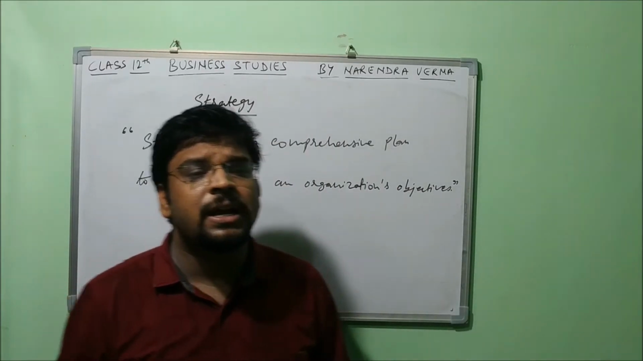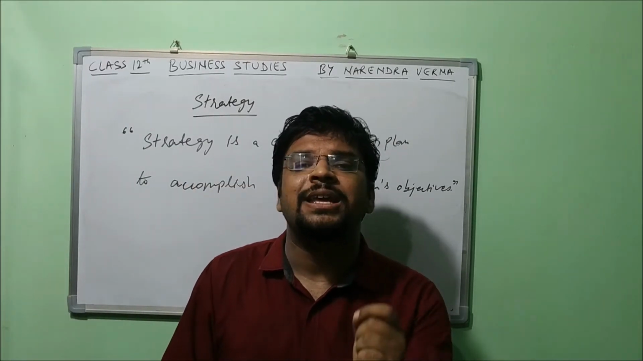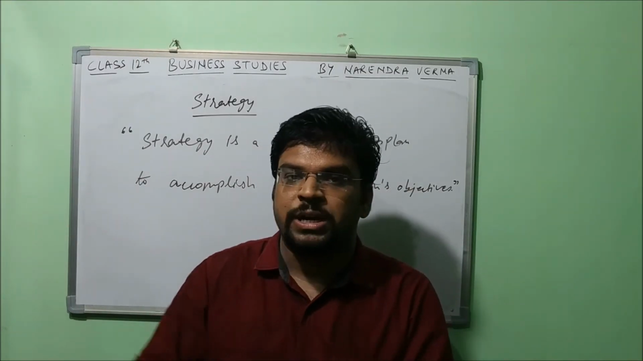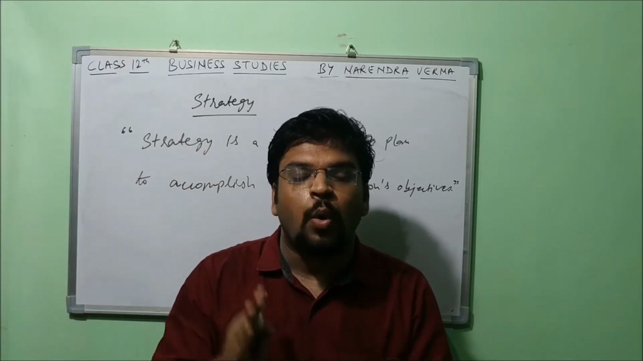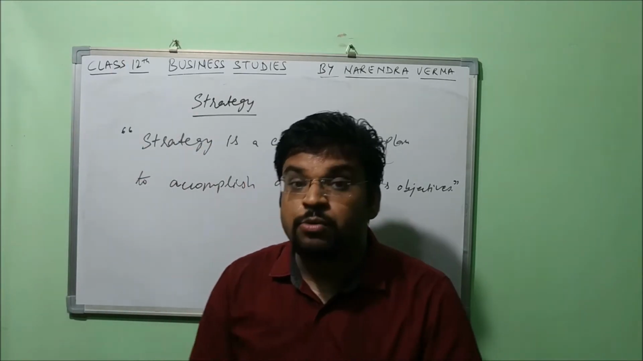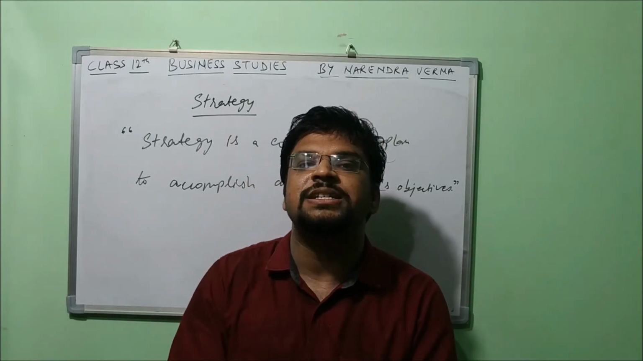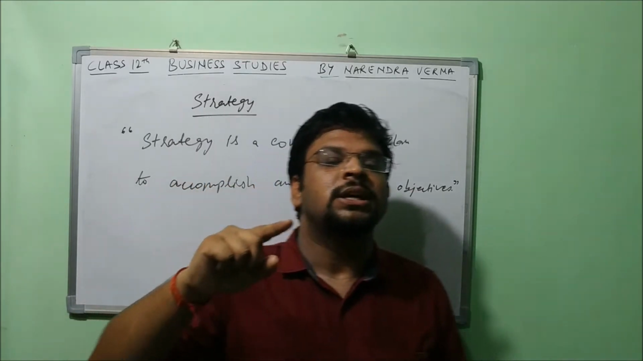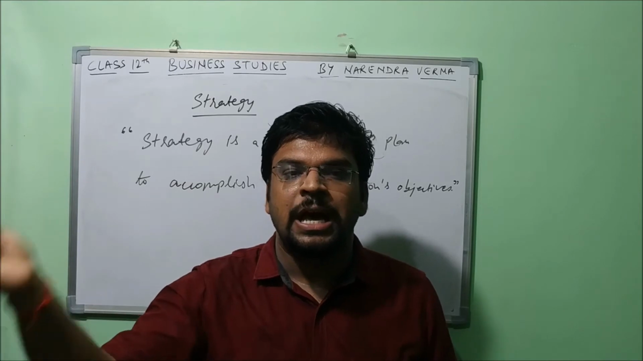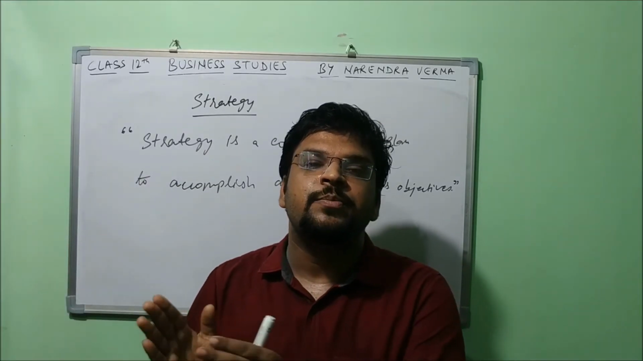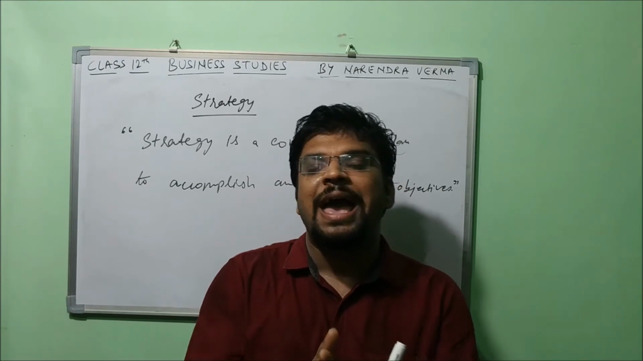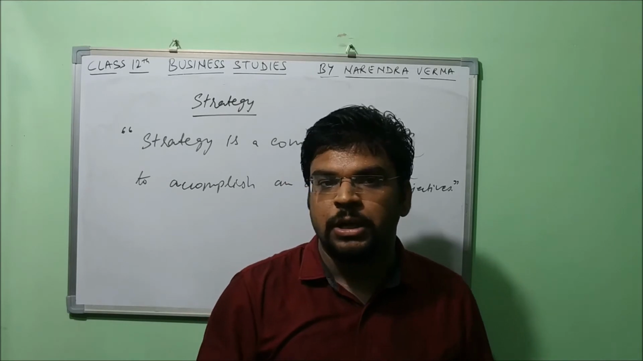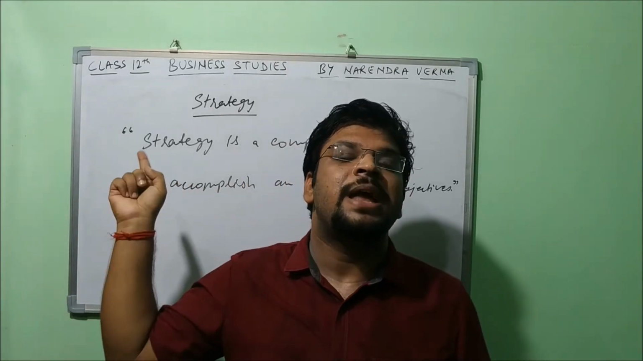Now we need to understand what this comprehensive plan includes. It includes three things. One, determining the long-term objectives. Another, deciding the particular course of action that needs to be taken right now, and the third, allocating the necessary resources to achieve the objectives. Right? So I discussed three dimensions: determining the long-term objectives, deciding the particular course of action right now, and allocating the necessary resources to achieve the objectives. So within these three dimensions, this plan is supposed to work.